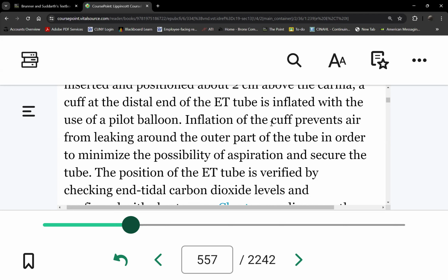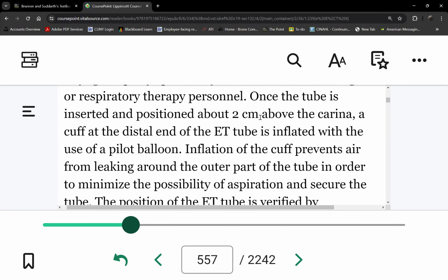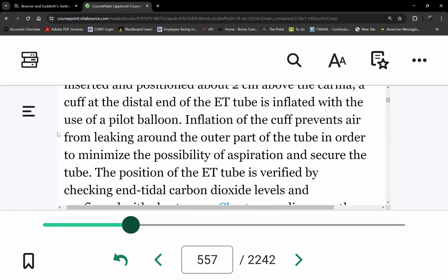Okay, so here's the inflation of the cuff. Now, inflation of the cuff will be with air. We don't inflate it with water or saline, just air. We inflate it again to prevent leaking and to prevent aspiration. Now, the statement used here is to minimize, because honestly speaking, can we really prevent aspiration? Impossible. There will be aspiration, but we can minimize.